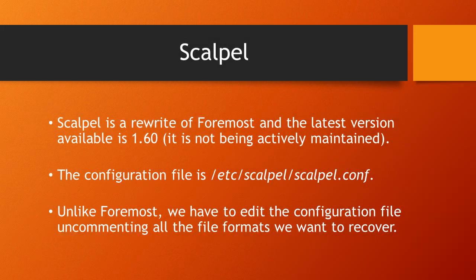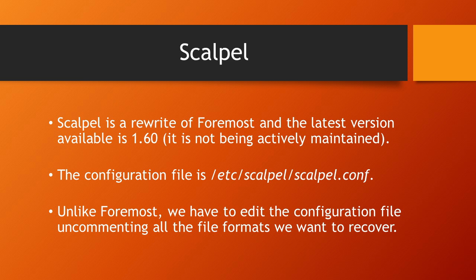The second tool we cover is Scalpel, which is derived from Foremost. The current latest version available from the Kali Linux repositories is 1.60. The latest version is 2.0, and the source is available at the Sleuth Kit GitHub repository. Version 2 includes interesting new features such as multithreading, also on graphics processing units, regular expression support for headers and footers, and embedded header-footer matching.